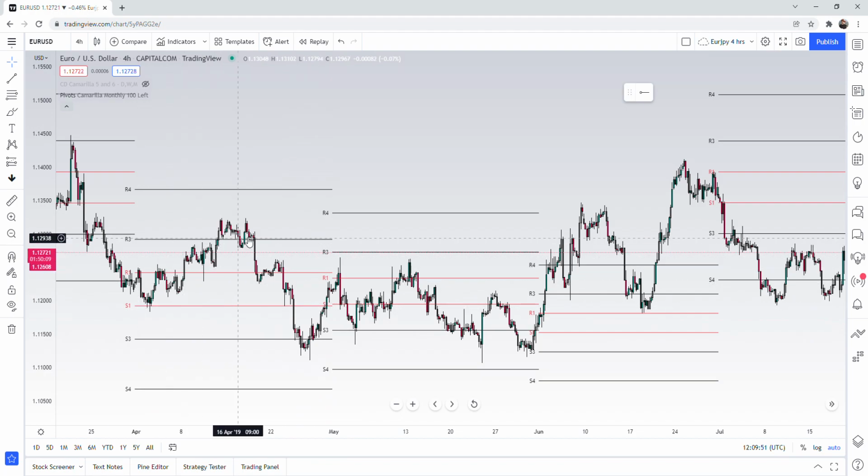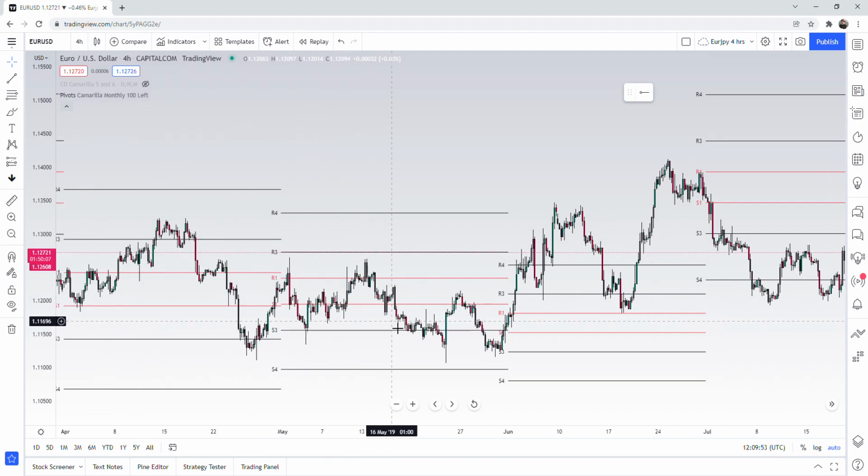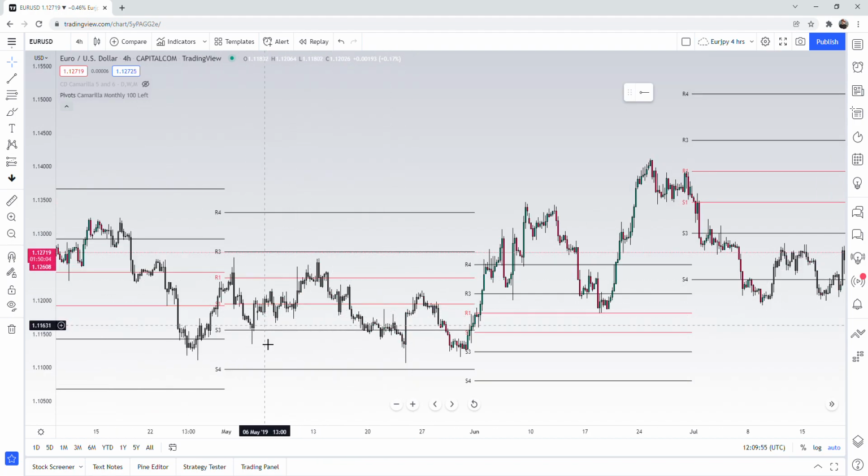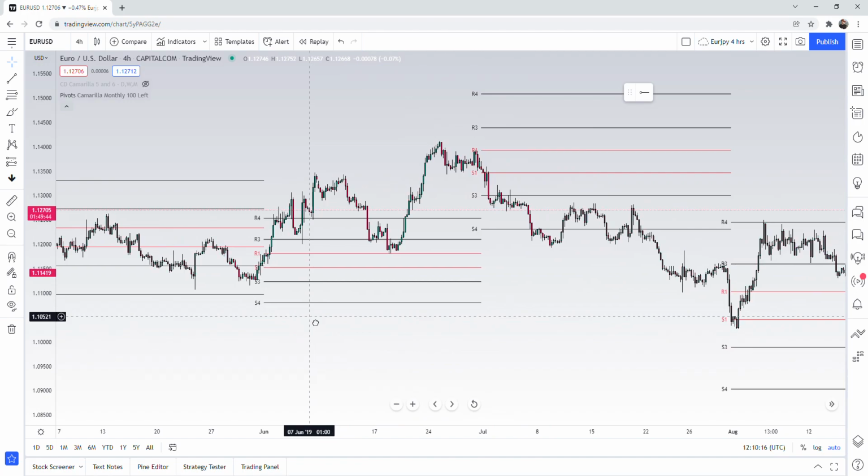Very typical behavior. The next month we see again the circle. Price went to S3, returned back to the close. It did it 2 times. You see, it went to S3, returned back to the close. Actually 4 times, and it's 3 times back to the close. The same behavior.